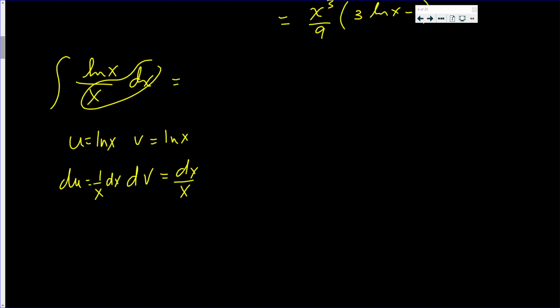Okay, so this becomes u times v. That's interesting. But then again, I saw that coming. u times v, which is ln of x squared, minus the integral of v, ln of x, times du.